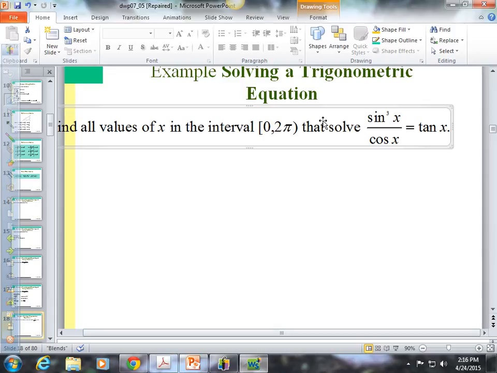Well, why are they not having me include 2 pi, but they are having me include 0? Is 2 pi the same as 0? Yes. 2 pi is the same as 0. It's your full circle. You're all the way back around to 0 again. So that's why you're including one but not the other. All right.